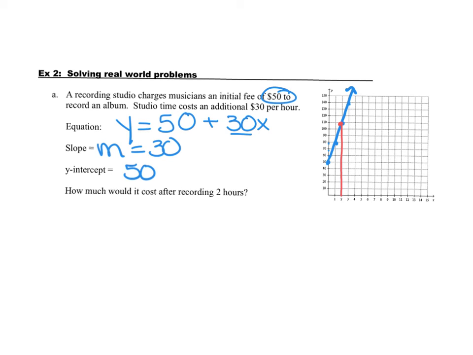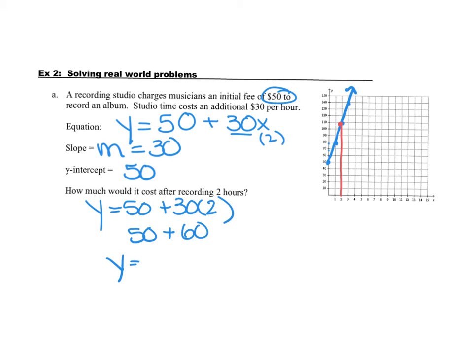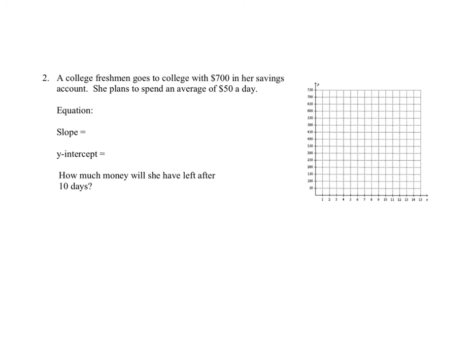All right, so another way of looking at that is we could also plug in that 2 for the x. So y is equal to 50 plus 30 times 2. And we'd have 50 plus 60, which y is equal to 110. So when x is equal to 2, y is equal to 110. And notice we got that same answer when we drew the line going up.